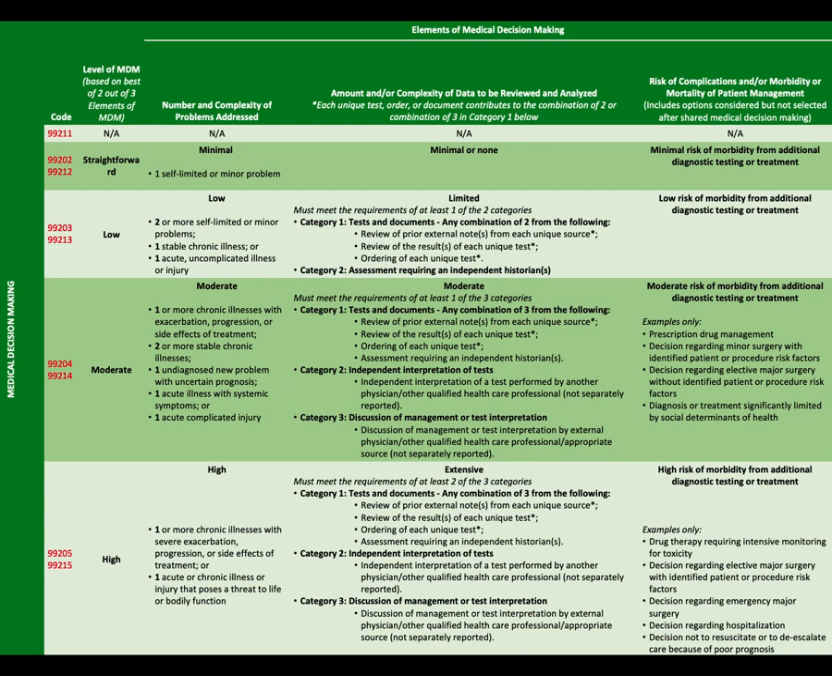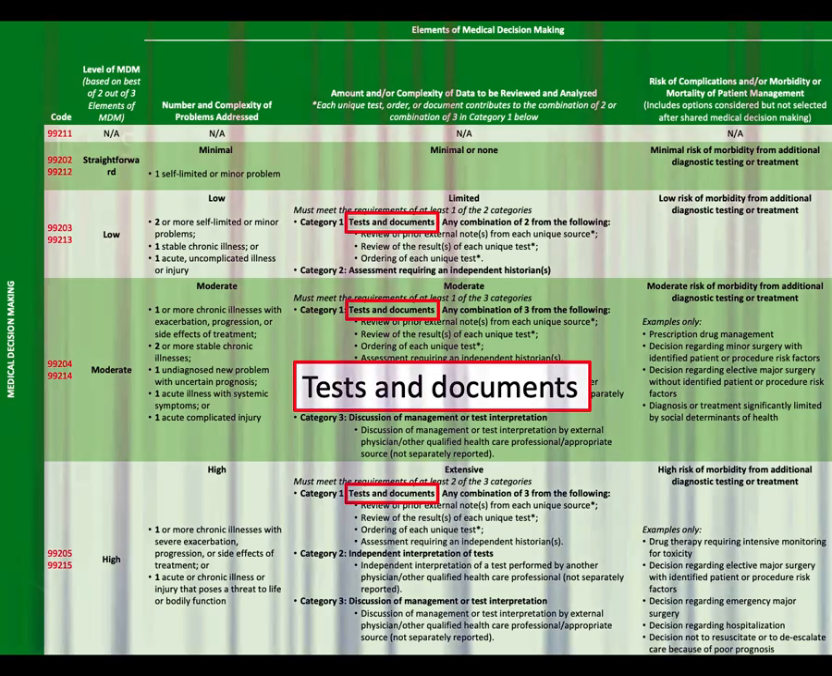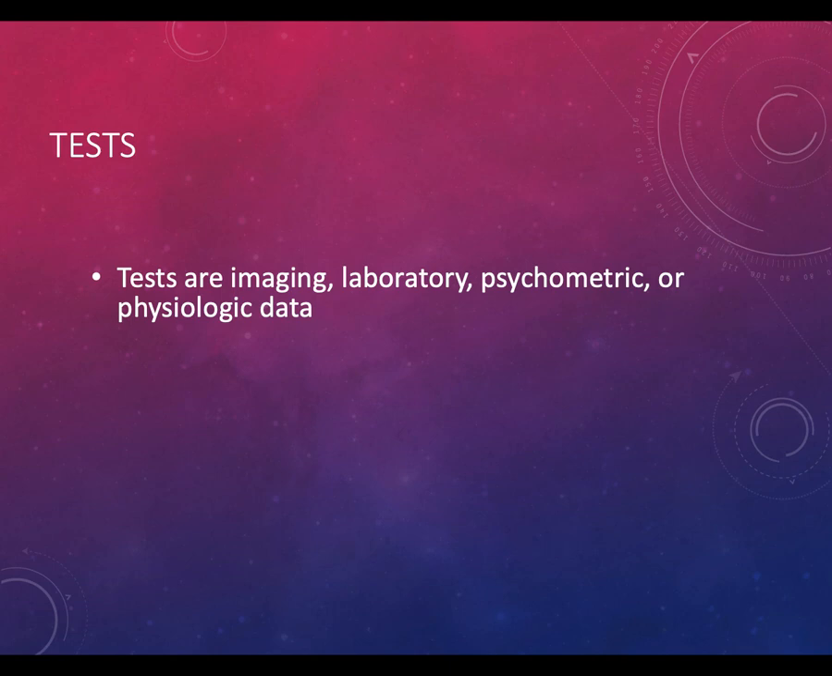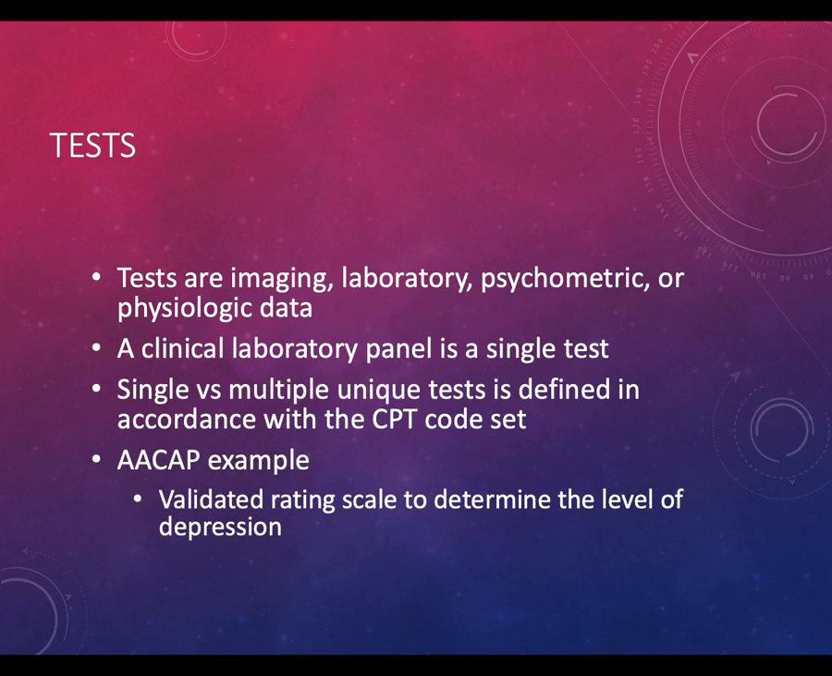I'm going to go through definitions of certain terms in this column. We will first talk about tests in the context of tests and documents. Tests are imaging, laboratory, psychometric, or physiologic data. The number of unique tests is determined by the CPT code set. So, for example, a basic metabolic panel, code 80047, is a single test. An ACAP example is use of a validated rating scale to determine the level of depression.